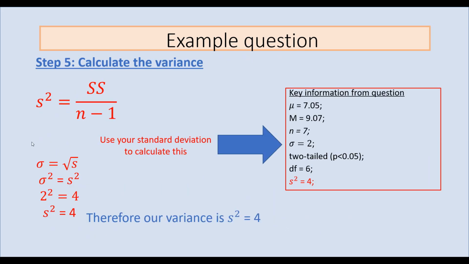Step 5 now is to calculate the variance. Quite simple. We do not have the sum of squares, but even better, we have the standard deviation. Our standard deviation is 2. We know the standard deviation squared equals the variance. So 2 squared equals 4, and technically the variance is going to equal 4. Pretty simple.